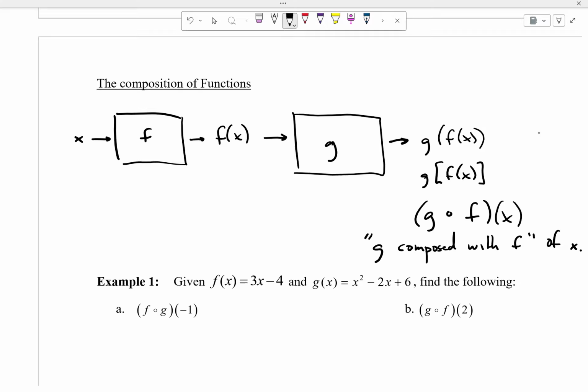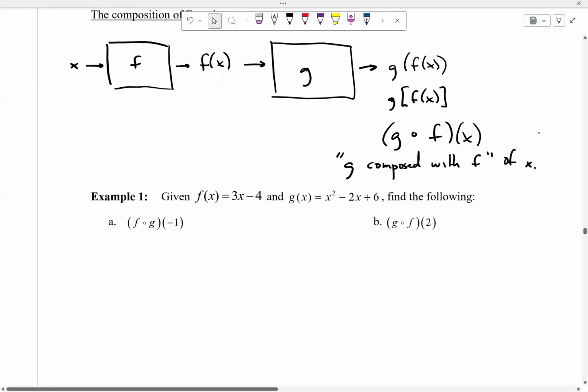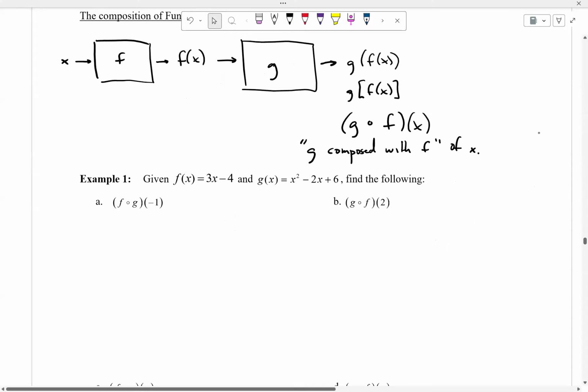So if there are three, it'd be h circle g circle f, read h composed with g composed with f of x. Okay, so you see that, for example, one they've given it. Oh, yes, Lucy. g of x, that's just if a number goes right in there, that's g of x.